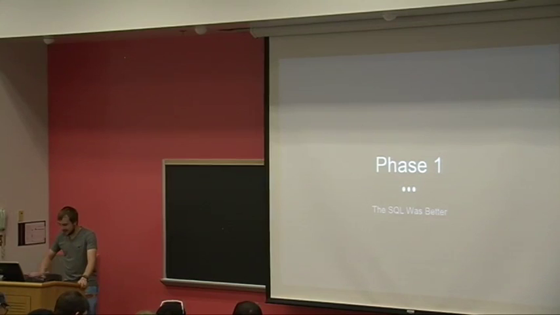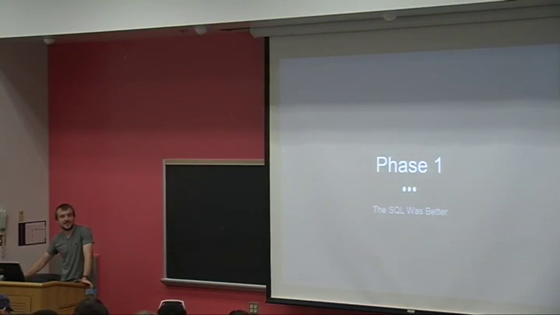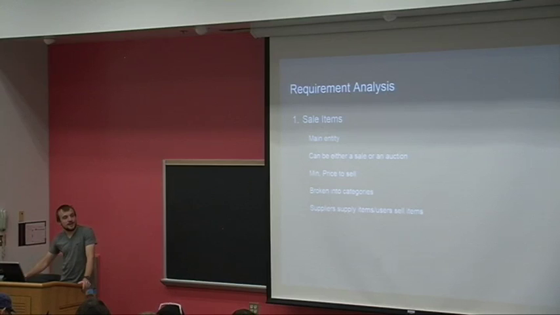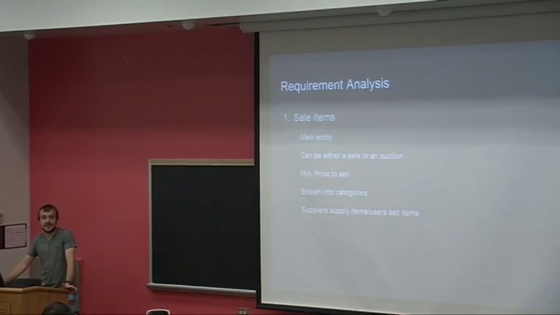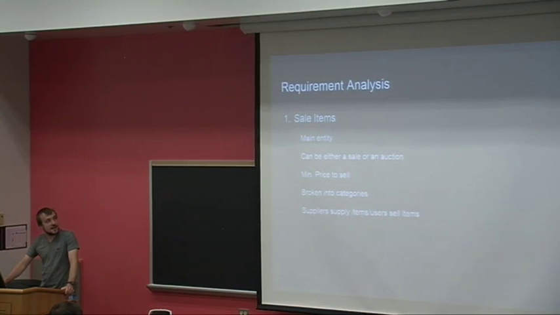Website to sell through sales or auctions, just like the rest of y'all. Ours is not as complex as some of y'all's, but gets the job done. So we're gonna run through the requirements, because what's a good website if it doesn't have requirements? Main entity of everything is a sale item. You can't have an e-commerce site without selling things. And our sale items are broken into sales or auctions. And for both sales and auctions, users are able to set a minimum price to sell their items at. If it doesn't meet that minimum price, it's kicked off and removed from the server.